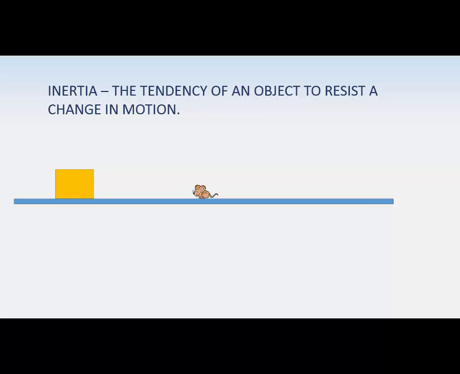For example, this small mouse here would like to resist a change in motion, but when the large block approaches it, you can see that the mouse does not have a lot of inertia. It gets swept away by the block. Here, even though the mouse is trying to push hard, the block doesn't move. Even with a running start, the mouse is unable to move the block. The block has much more inertia than the mouse did.